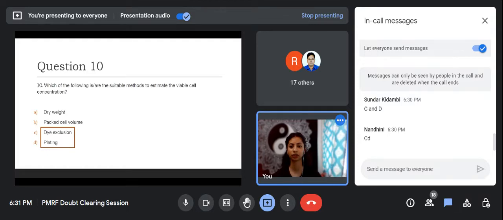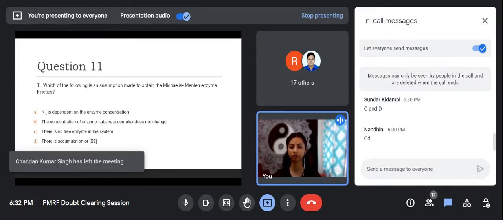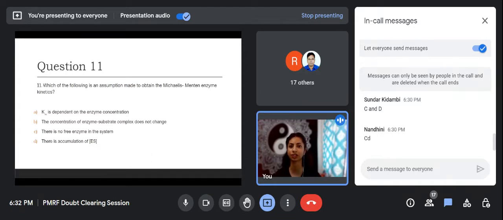Okay, so the next question is, which of the following is an assumption made to obtain the Michaelis-Menten enzyme kinetics? So a certain assumption has to be made so that we get the formula that we got. So what is it? The options are: Km is dependent on the enzyme concentration. The concentration of enzyme substrate complex does not change. There is no free enzyme in the system and there is an accumulation of the enzyme substrate complex. So what do you think is the answer in this case?